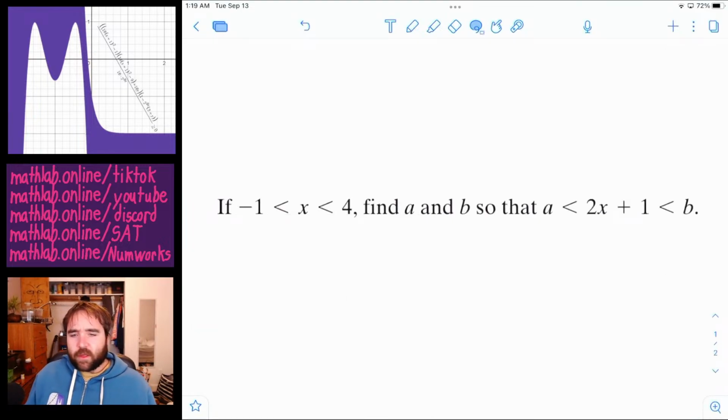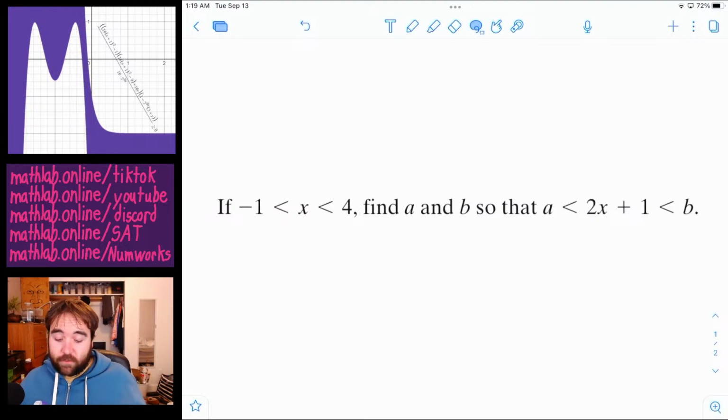How do we solve a problem like this? If x is in between -1 and 4, find a and b so that 2x plus 1 is in between a and b. So I kind of think about a comparison thing. I see that thing we have on the left, and I'm like, well, how can I make that x in the middle into 2x plus 1?